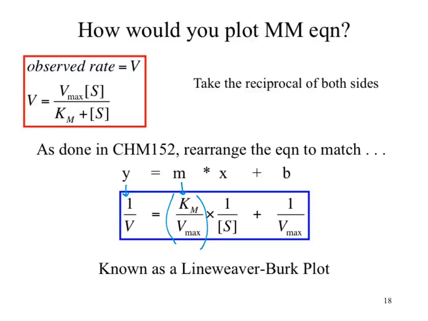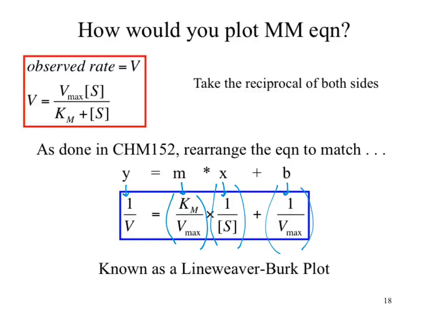It's our rate constant, or a compilation of rate constants, divided by our maximum velocity. What is x? Our substrate concentration. What is b? 1 over Vmax. Why is this helpful? Because what do I do when I run an experiment? I take my substrate and mix it with an enzyme and I can monitor my rate. So what things do I know? Substrate concentration and rate.